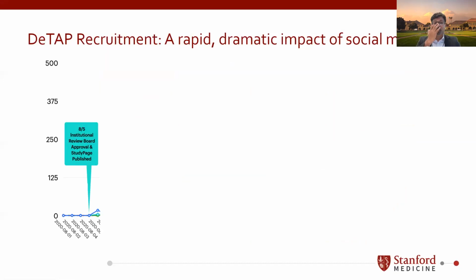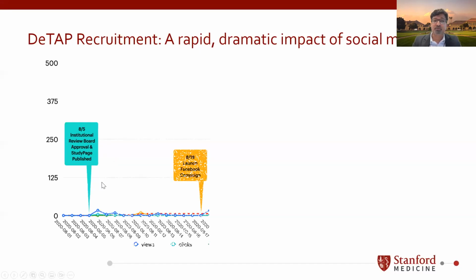So as I mentioned, on August 5th, our IRB approved the protocol. We published the microsite for the study, which was a central site for both traditional and social media recruitment, but we only had traditional recruitment for 2 weeks. 2 weeks in, we had about 3 traditional patients in the study. We were getting pretty worried.